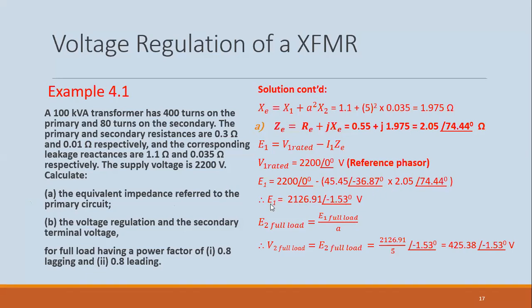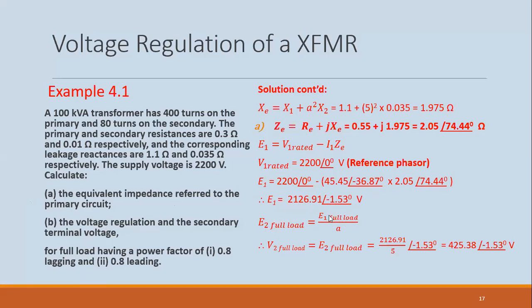All right, so E1 loaded works out to be 2126.91. At no load, it would have been 2200. Once the load is on the system, it falls to 2126.91. All right, so we want to find what E2 is now, since we want to find the voltage regulation.